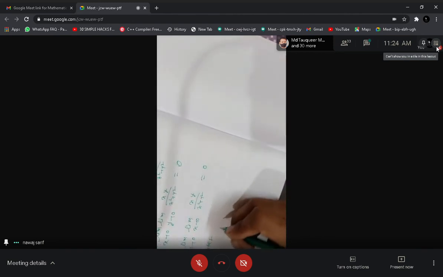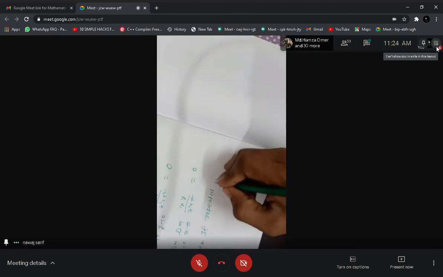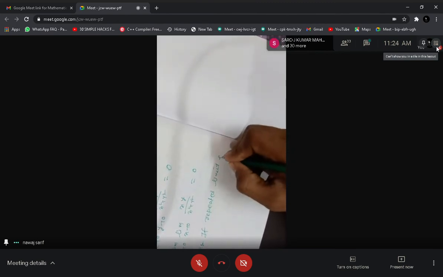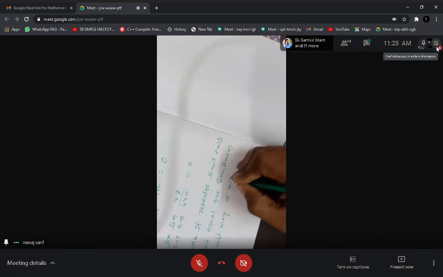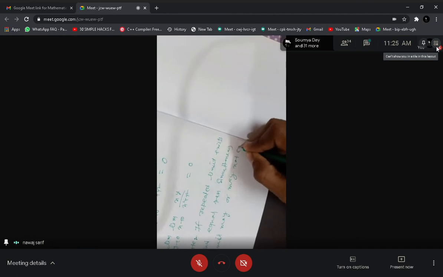Okay, note down: if repeated limits exist and are equal, then the simultaneous limit may or may not exist. Understand?